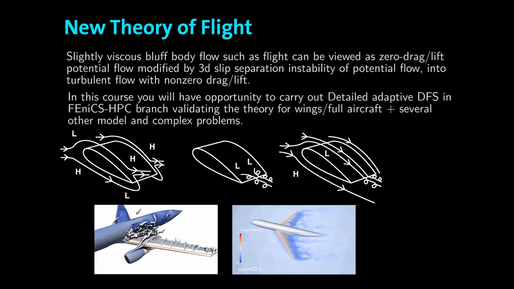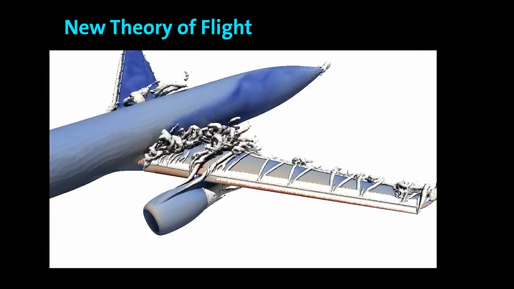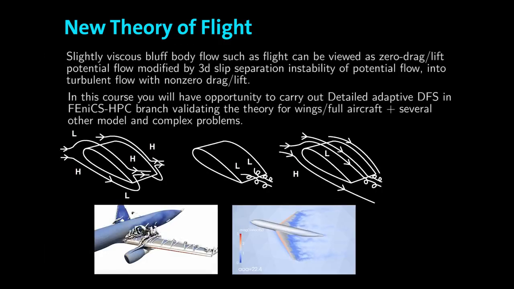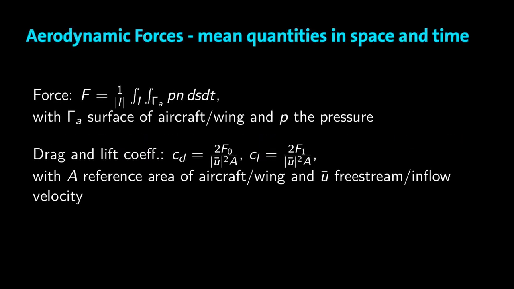In our course, you will have the opportunity to carry out detailed adaptive DFS in Unicorn Phoenix, validating the theory for wings and full aircraft, as well as several other model and complex problems. The aerodynamic forces on a wing or an aircraft are simply the mean in time of the surface integral of the pressure weighted by the normal, as you can see here.